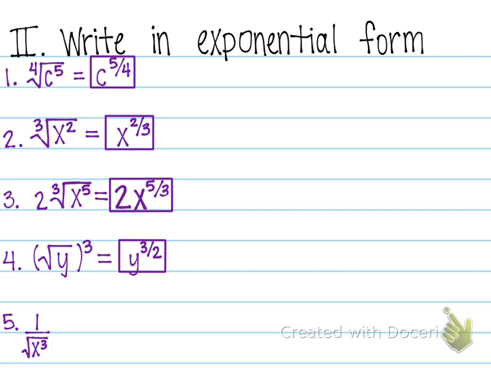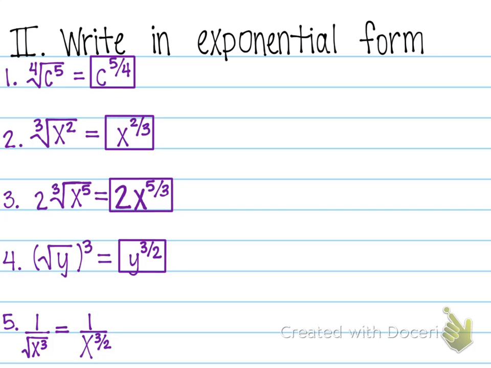Okay, number 5, we have 1 over the square root of x cubed. So let's go ahead and turn that into a rational exponent, and then we'll take care of the fact that it's on the bottom of our fraction, so it's in the denominator. So our exponent is a 3, and our assumed index is 2. So when we change that into our rational exponent, we have 1 over x to the 3/2.